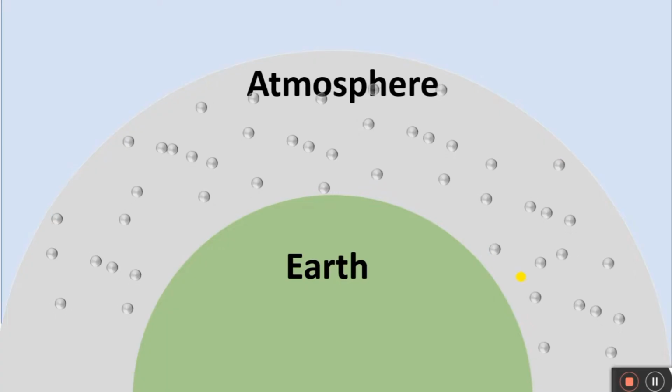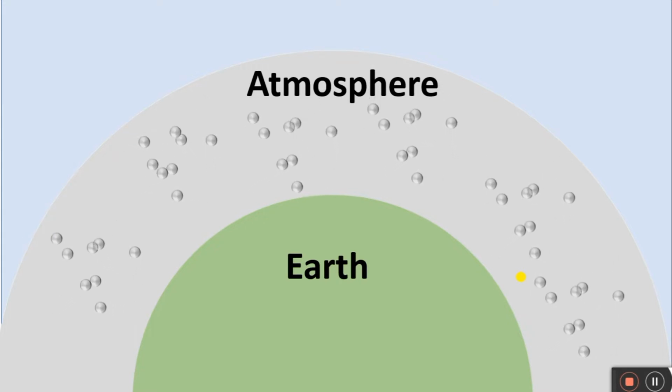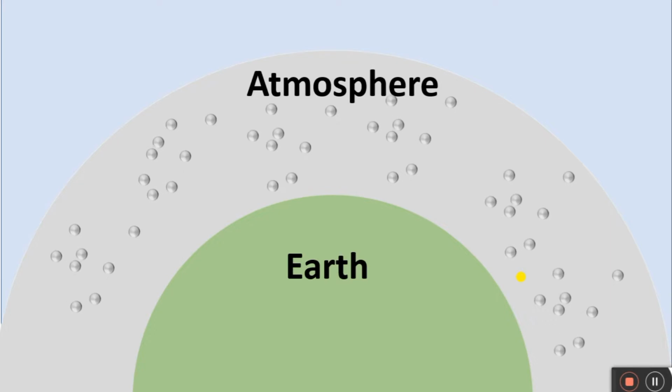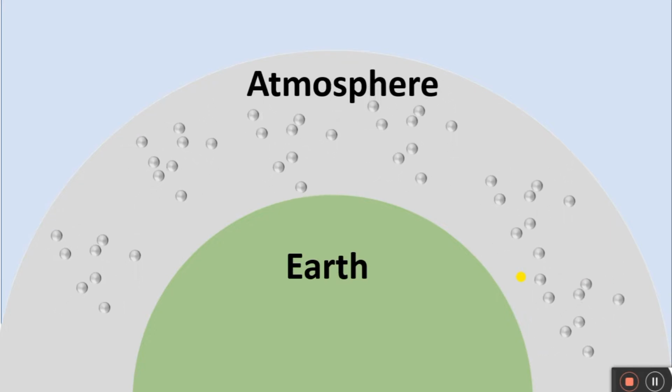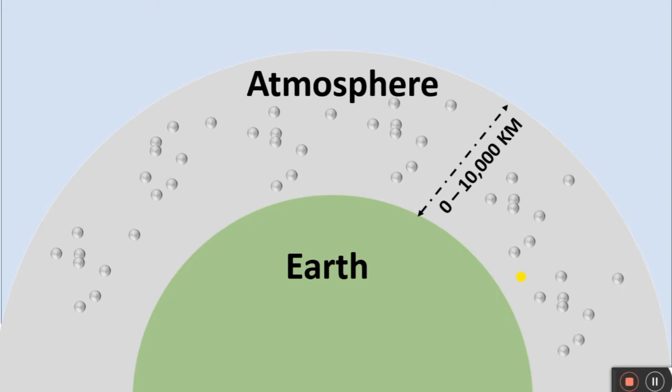The atmosphere is a thick gaseous envelope which surrounds the earth from all sides and is attached to the earth's surface by gravitational force. The atmosphere is composed of 5 layers of gases, and its height extends from the earth's surface to about 10,000 kilometers.